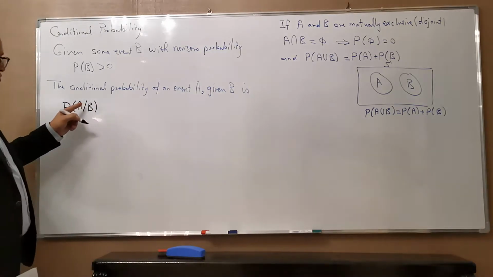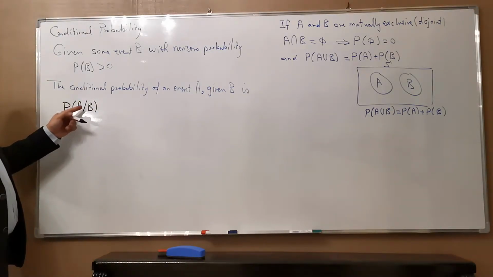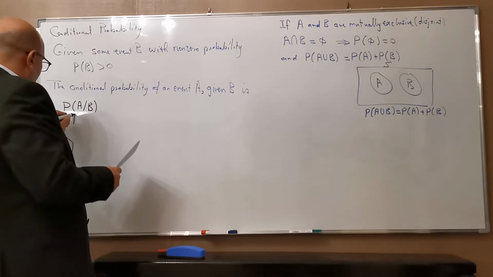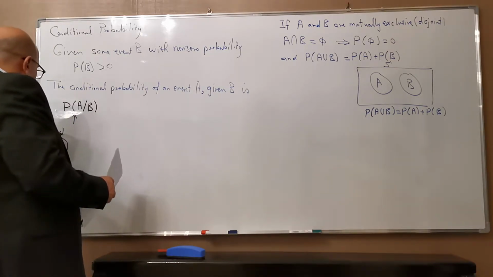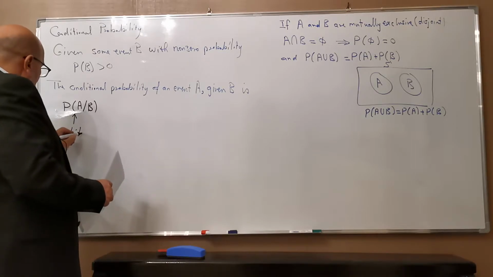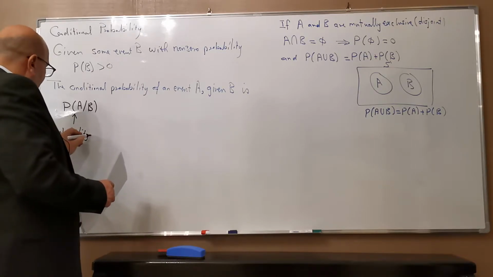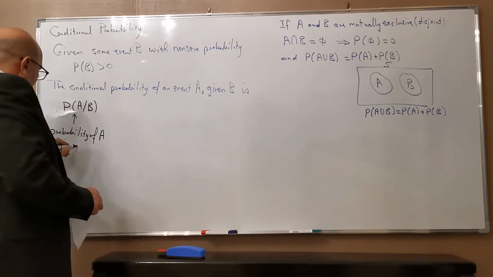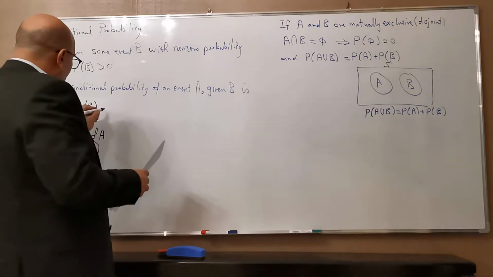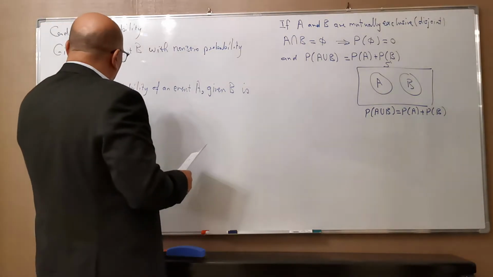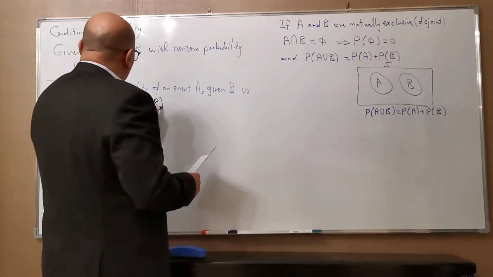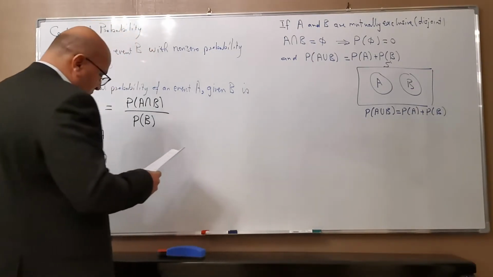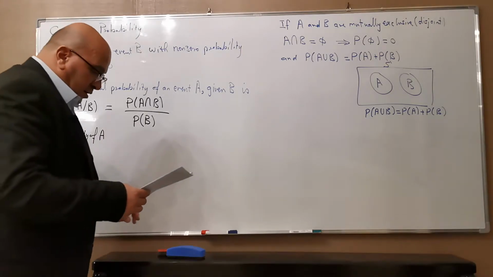So we have the notation A given B, and we say that this is the probability of A given B. This is equal to the joint probability of A and B divided by, or normalized by, the probability of B. Okay.